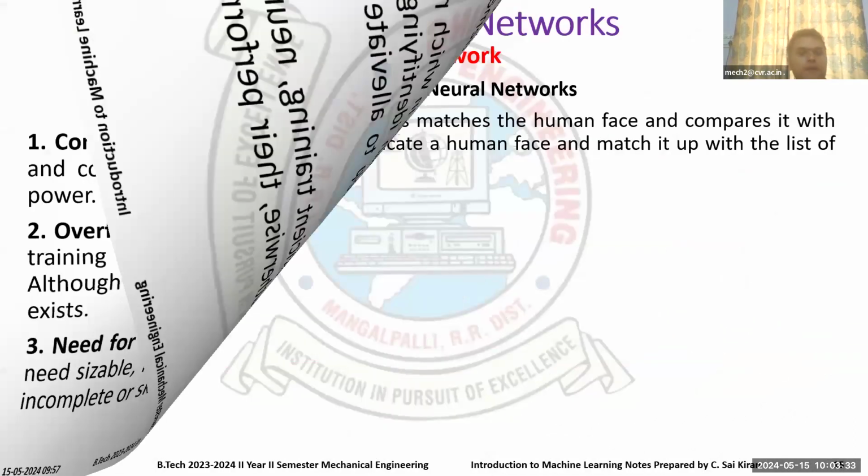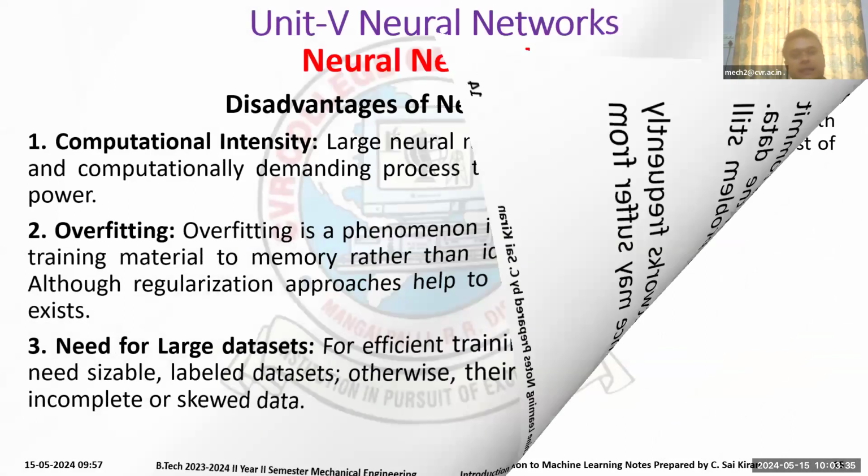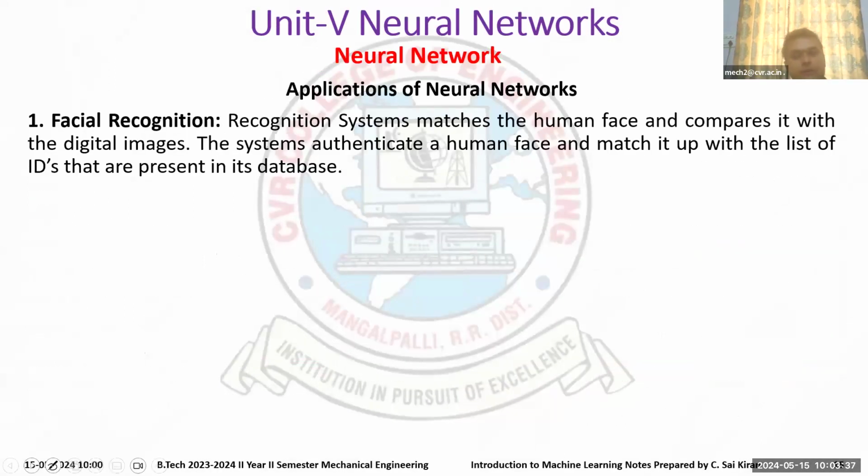Next is applications. Whatever I'm saying, anything can be asked in the exam. If they ask for neural network, you have to write what is meant by neural network. You have to draw the sketch of neural network. You have to give the working principle of neural network, then advantages, disadvantages, and applications.